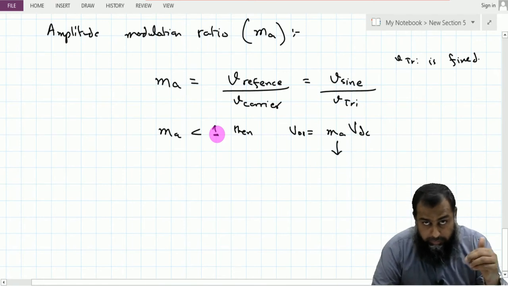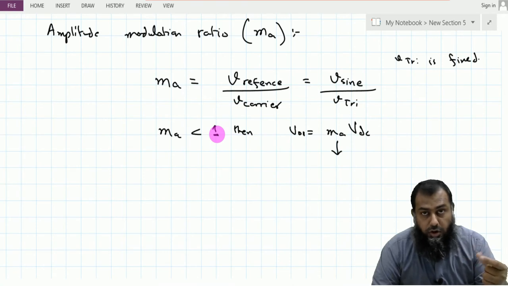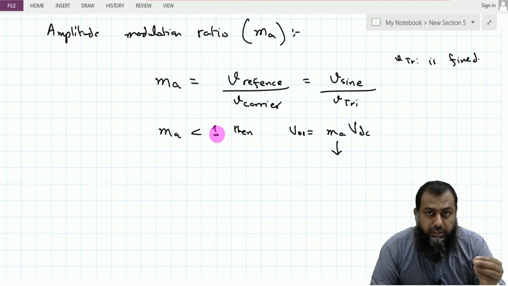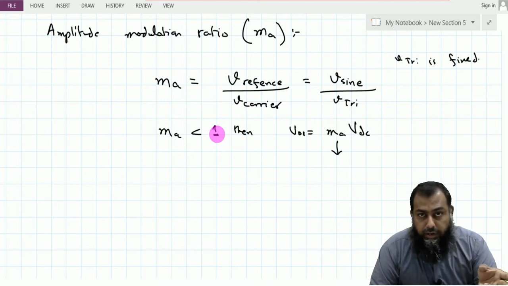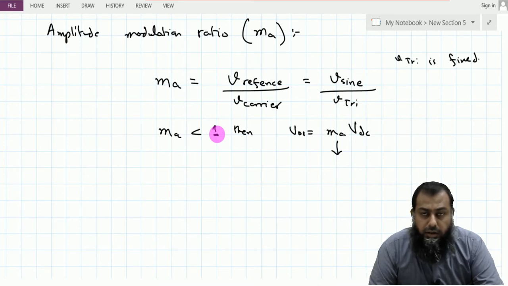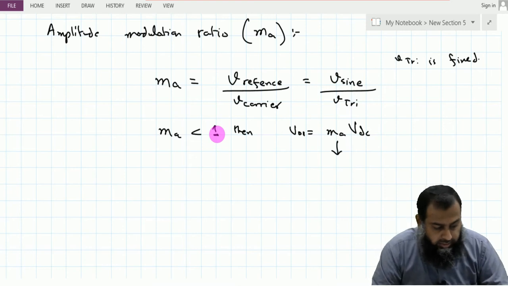If we go beyond this, MA greater than 1, then we move into the non-linear control. Although the output voltage actually increases, the control becomes non-linear. And if we proceed to MA greater than 2.5, then the system becomes a square waveform inverter. So let us understand why we say that this V01, the fundamental frequency amplitude of the output waveform, is directly proportional to MA if it is less than 1. So let us see this.